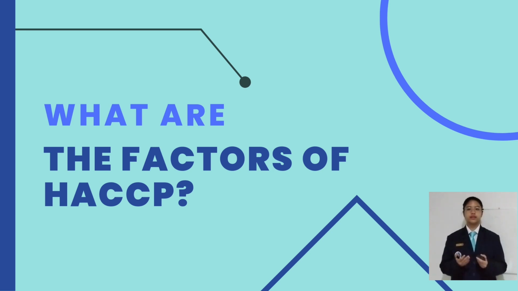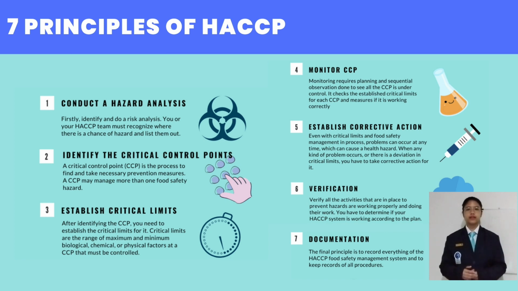Knowing that we have an HACCP, we should know what the factors of HACCP are. There are 7 principles of HACCP. The first is conduct a hazard analysis, and the second is identify the critical control points. The third is establish critical limits. The fourth is monitoring CCP. The fifth is establish corrective action, the sixth is verification, and the seventh is documentation. For the deeper presentation of the 7 principles of HACCP, I will go through them first.